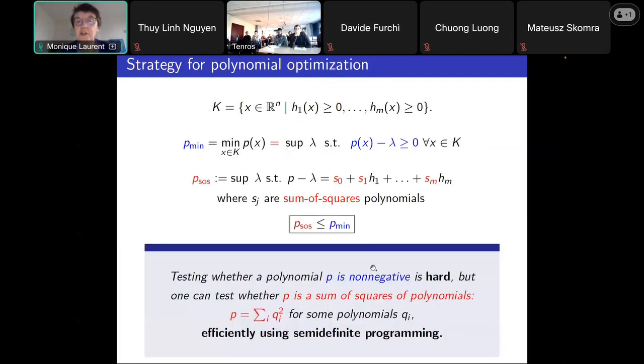So the rationale, why is this a good idea, maybe to look at this alternative bound P source, this alternative parameter. The rationale is that it is actually easier to test whether a polynomial P is a sum of squares of polynomials. So testing whether P is non-negative, this is hard, but testing whether P is a sum of squares of polynomials, this can be done efficiently using semidefinite programming. So let me maybe recall in one slide why is it easy to test whether a polynomial is a sum of squares? Why is it an easier task?